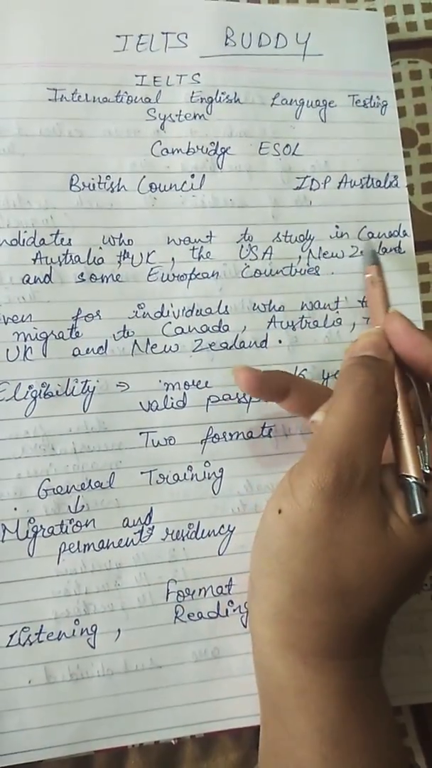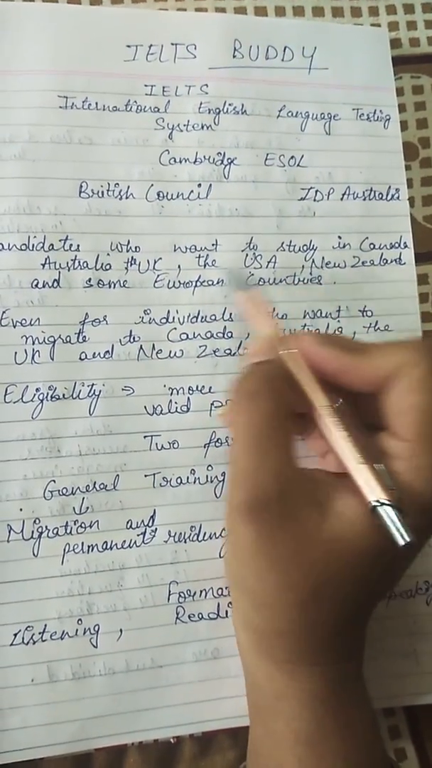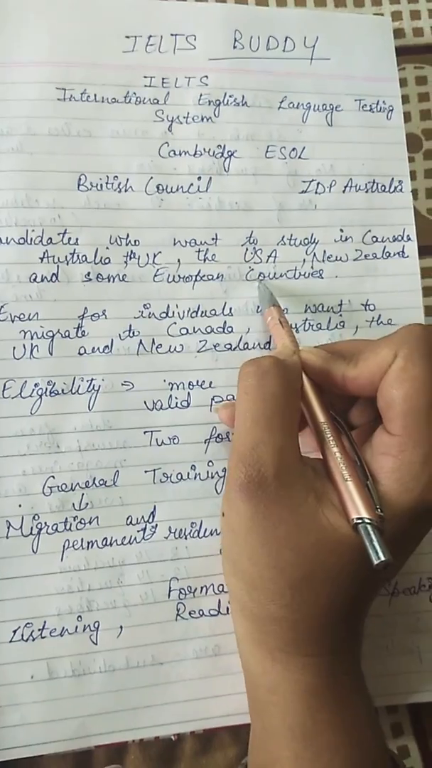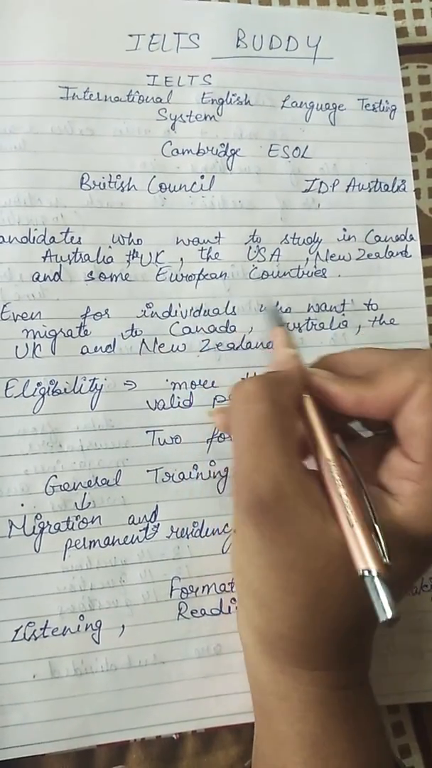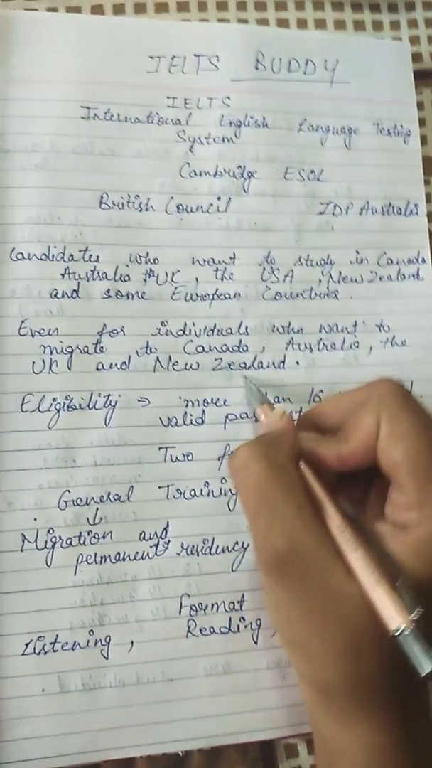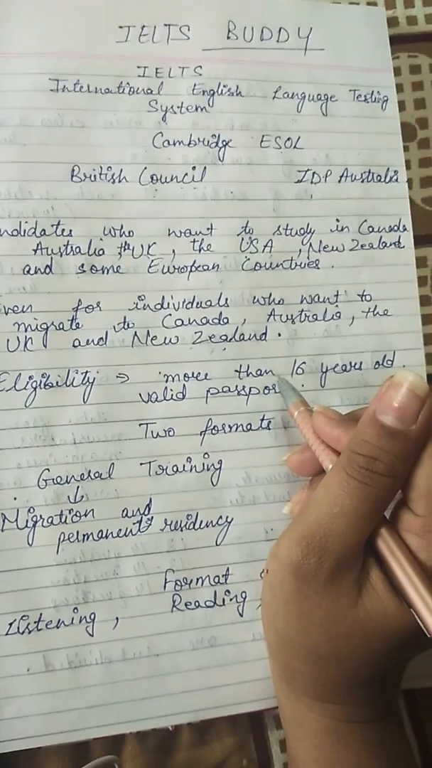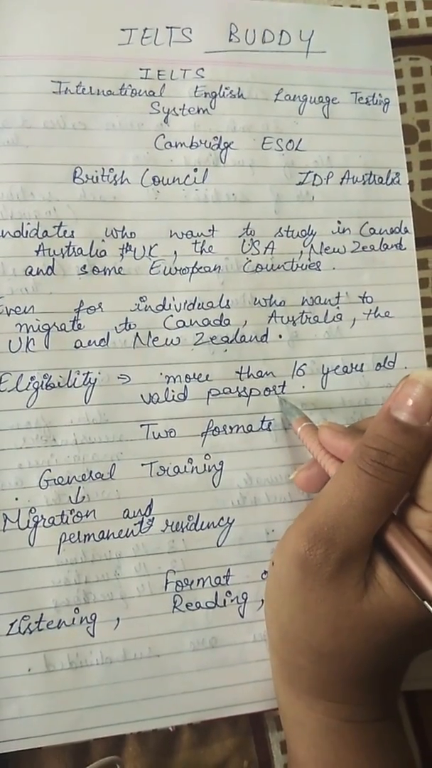Now let's talk about who can appear for IELTS. Candidates who want to study in Canada, Australia, the UK, USA, New Zealand and some European countries, and also individuals who want to migrate to Canada, Australia, UK and New Zealand. A person who is more than 16 years old and has a valid passport can appear for IELTS.